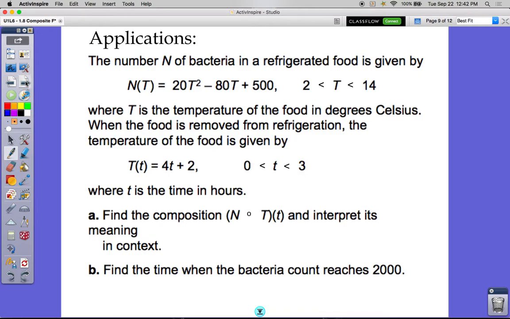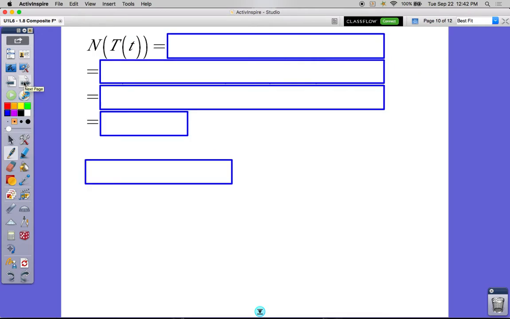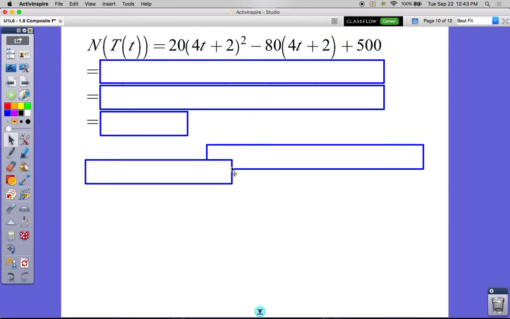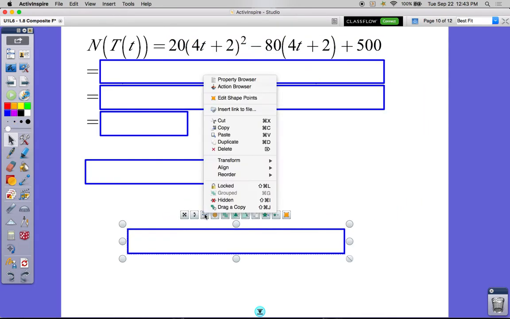So how do we approach a question like this? First, we have to find the composition of n of big T of little t. So the number of bacteria as a function of the temperature of the food in respect of time. What does that look like? So if you want to give this one a shot, by all means, let me go ahead and get you started. We are substituting, as you notice.